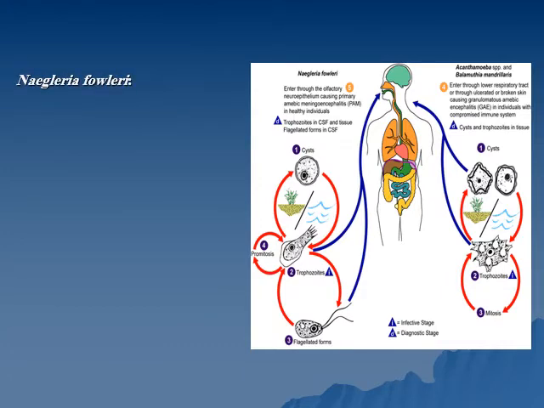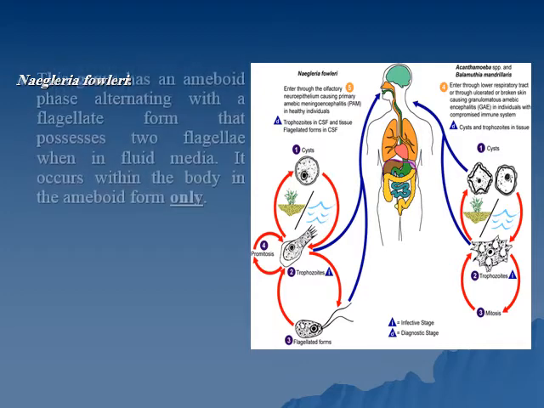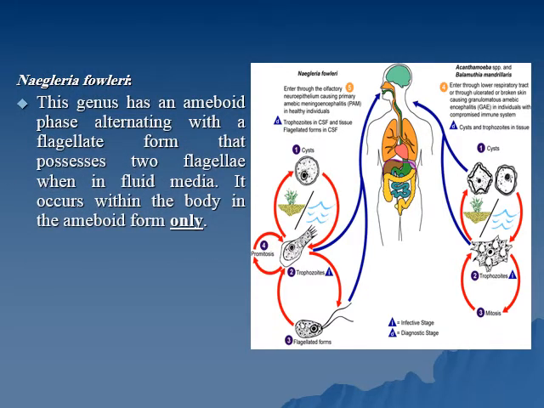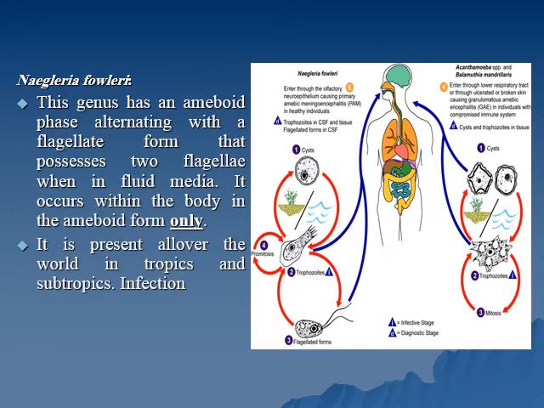Now we'll speak about Naegleria fowleri. Naegleria fowleri has an amoeboid phase alternating with a flagellate form that possesses two flagellae when in fluid media. It occurs within the body in the amoeboid form only. It is present all over the world in tropics and subtropics, and the infection usually occurs during swimming.